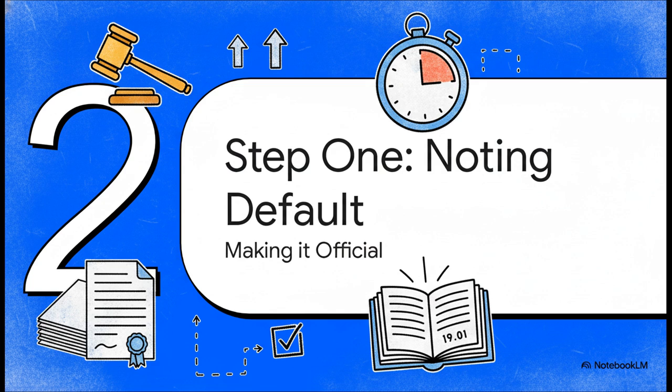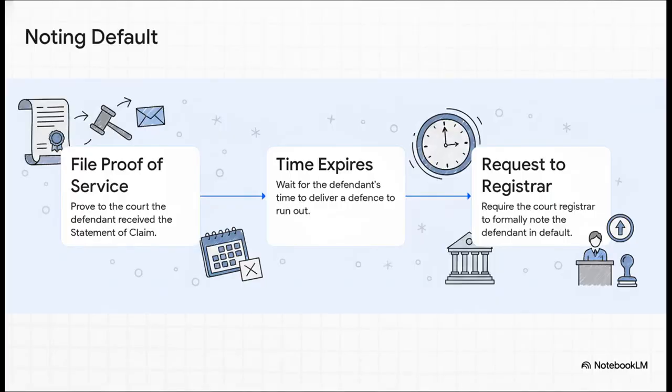But hold on, you can't just ask for a judgment right away. There's a critical first step you have to take, and it's called noting default. This is how you make the defendant's silence official in the eyes of the court. Let's see what Rule 19.01 says about this. The process is super methodical. You have to follow it to the letter.